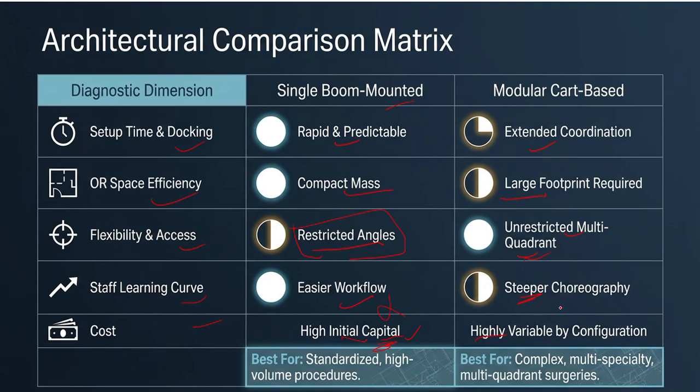Means if you want, you can take a 3 arm, 4 arm or 5 arm configuration, which is also available in the modular cart system. But when it comes to the single boom, very few companies provide a 5 arm configuration. Even then, 4 arms are attached to the single boom and 1 arm is an additional modular cart. Okay, so that is the 5 arm configuration in a single boom mounted system. But in the case of the modular cart, you have the flexibility: you can take a 3 arm, 4 arm or 5 arm system according to your requirement. So if you are a general surgeon, you can take a 3 arm system.